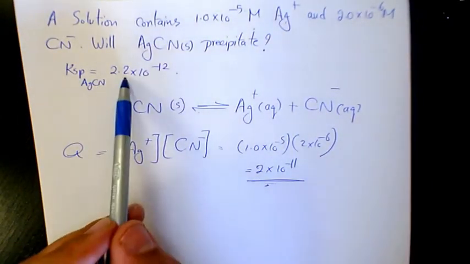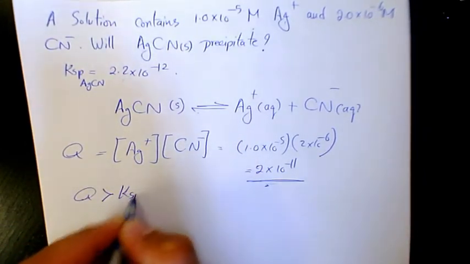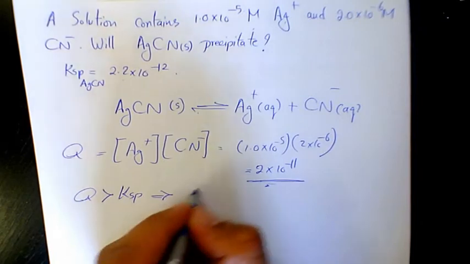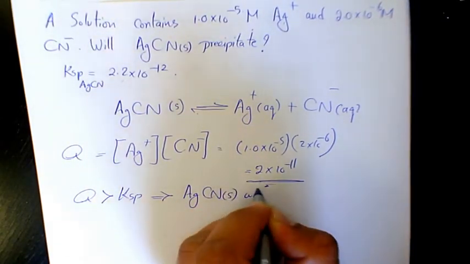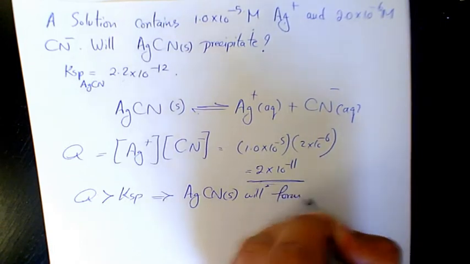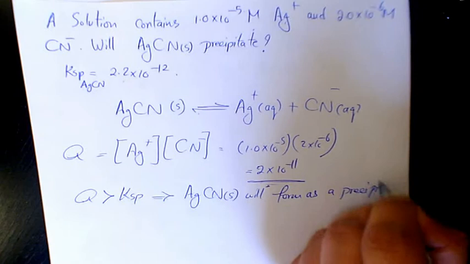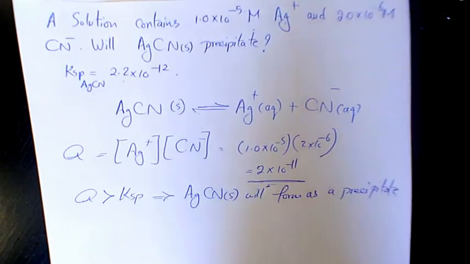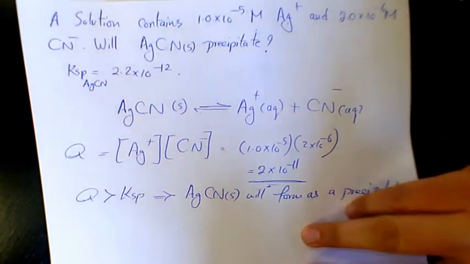So this is Ksp, this is Q. Q, as you see here, is greater than Ksp. It means that AgCN will form as a precipitate, because Q is greater than Ksp. Let's see another example.